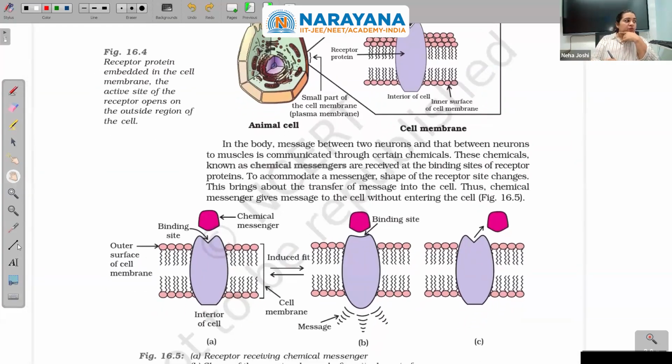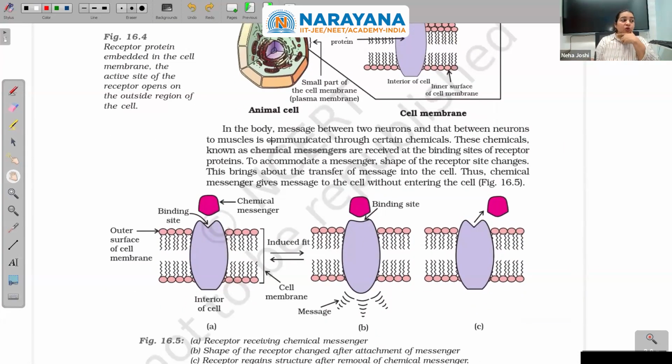In the body, message between two neurons, the nerve cells, and between a neuron and a muscle is communicated through certain chemicals. These chemicals are called chemical messengers. They are received at the binding site of receptor proteins. To accommodate a messenger, the shape of the receptor site changes. This brings about the transfer of message into the cell. How its shape changes will decide what message is being given to that particular cell, how to act. This shape change decides.